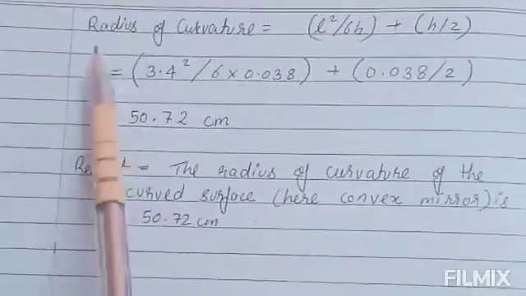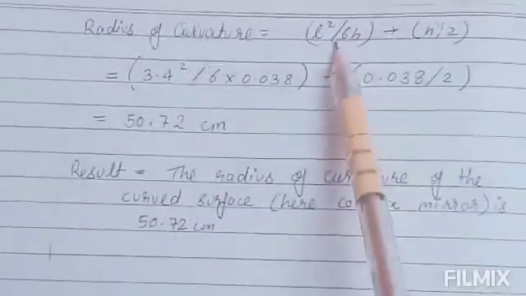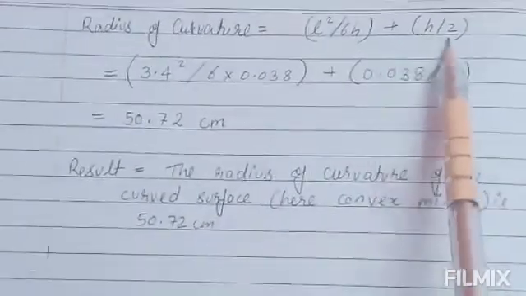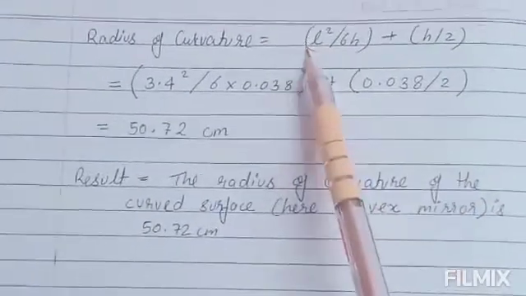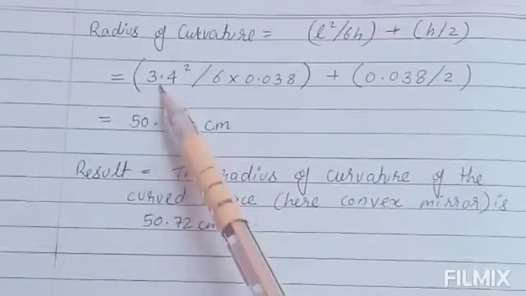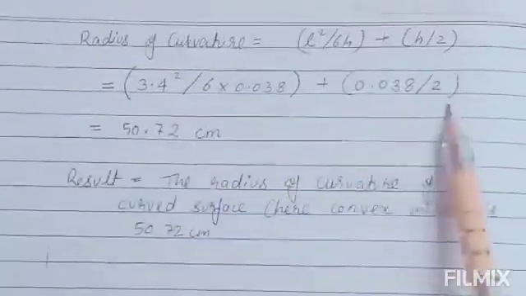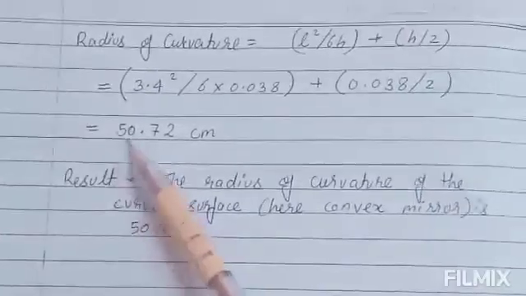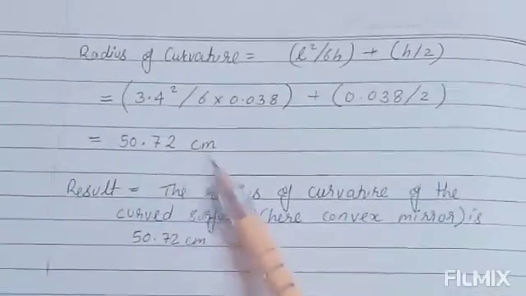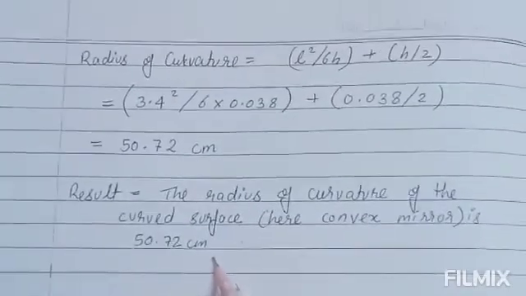Now we will calculate the radius of curvature. Its formula is L square upon 6h plus h upon 2. As we have calculated earlier, L was 3.4 and h was 0.038. When we put these values in this formula, the answer comes out to be 50.72 centimeter. This is the radius of curvature of our curved surface. Thank you.